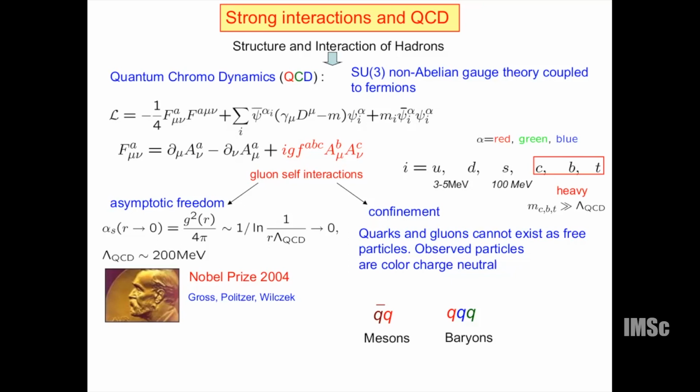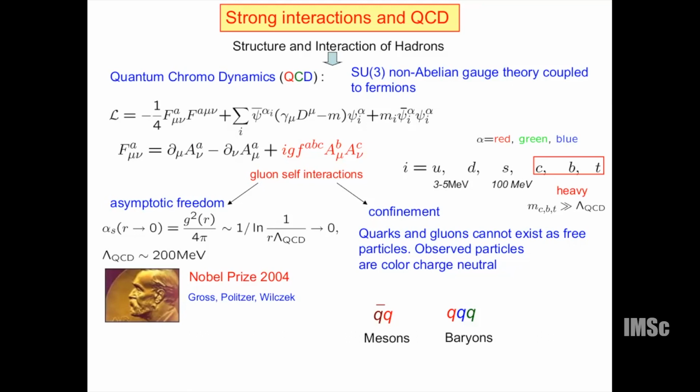On the other hand, when we go to large distances, this coupling constant becomes large, so the interaction becomes stronger, so strong that in fact quarks and gluons can never become free particles. They're always confined inside hadrons. So what we see in nature are not quarks and gluons, but objects which are neutral with respect to this new color charge. They are either objects composed of a quark and an anti-quark, which we call mesons, or three-quark systems, which we call baryons. And of course, for the discovery of asymptotic freedom, Politzer, Gross and Wilczek received the Nobel Prize in 2004.